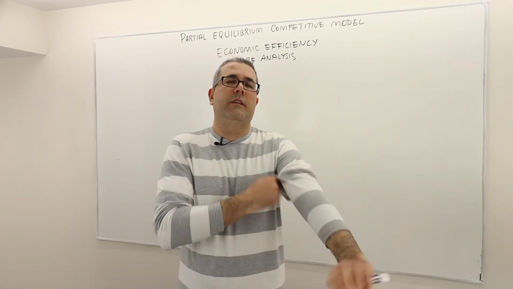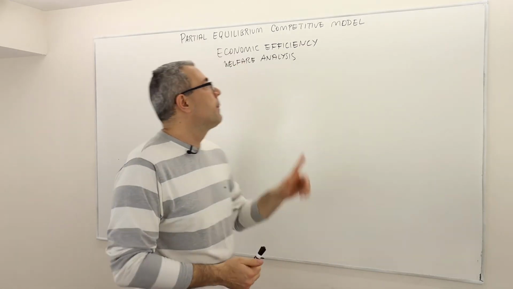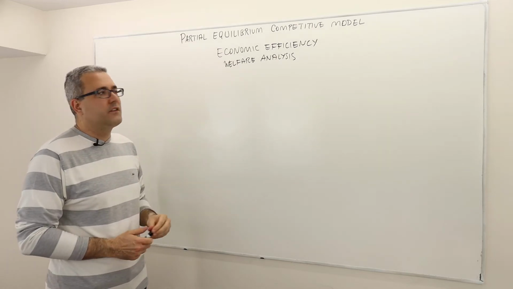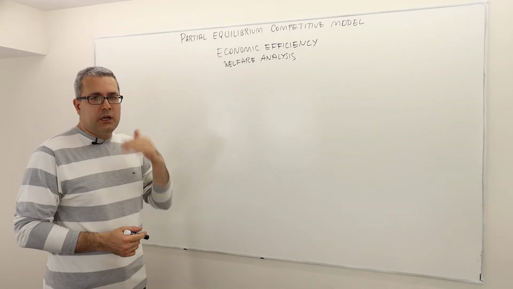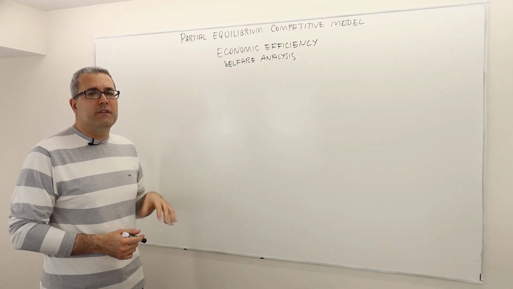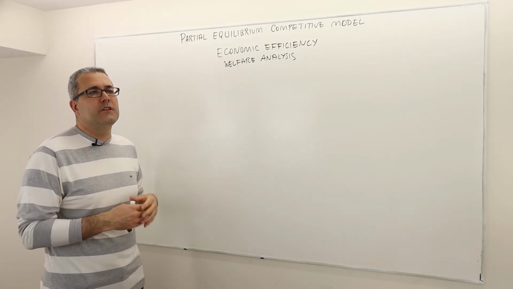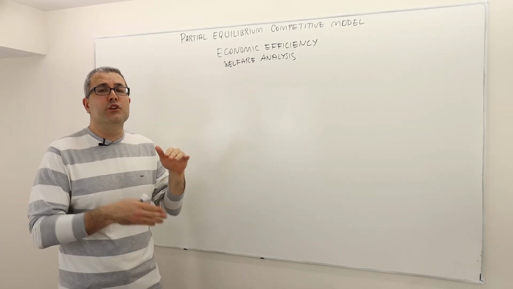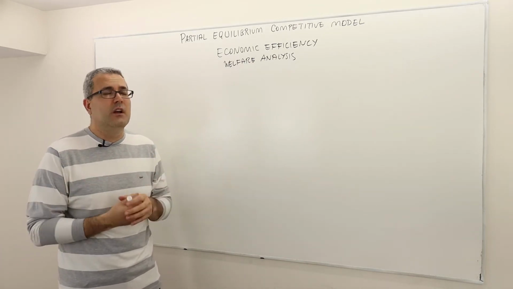Okay, so now let's talk about some efficiency and welfare concepts. In our earlier videos, we already defined what we mean by consumer surplus. Consumer surplus is basically the area between the price line and the consumer's Marshallian demand function, right?